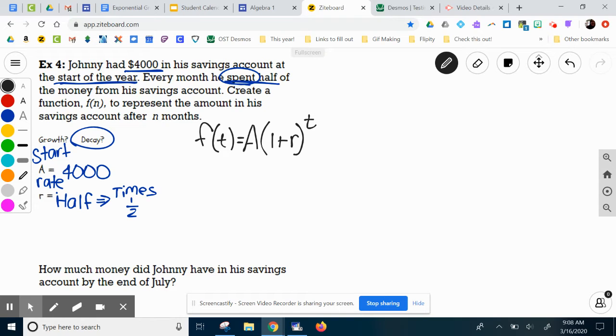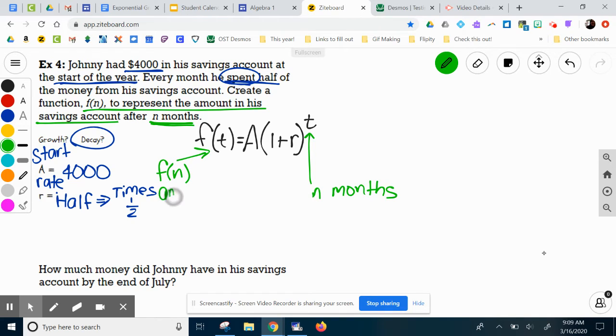t. We've got to read our problem to know what we are supposed to be using this time. So this time it's n months instead of t. N months. Okay, and it also tells us f of n to represent the amount in his savings account. So instead of f of t, we're using f of n to be the amount in savings account.